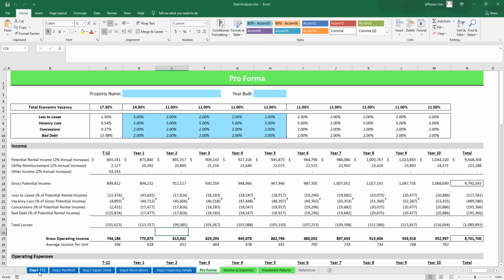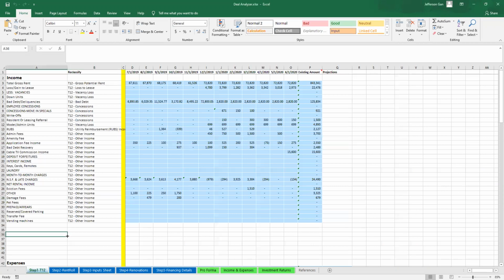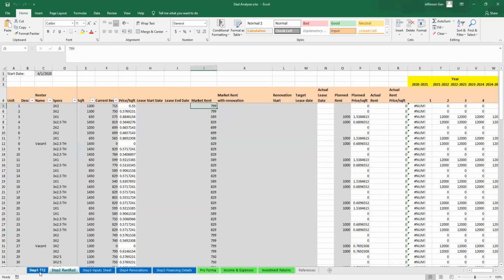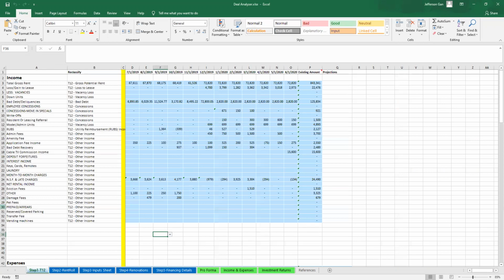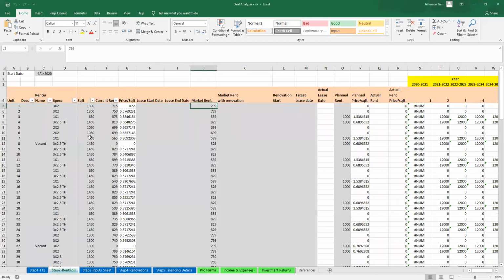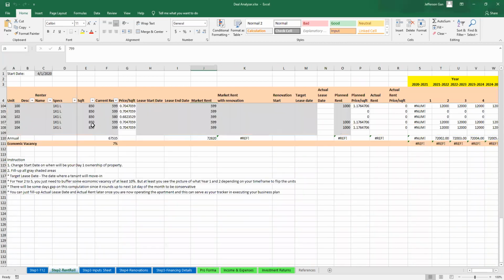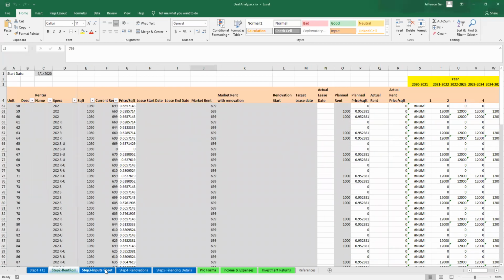So I added this T12 tab and also the rent roll. I discussed in the past two series that there will be the T12 and the rent roll. So what I'm just doing here is copying whatever the data from the T12, copy it here, then put it also the rent roll. So based on the specs, then I will see the different unit mix on this property.